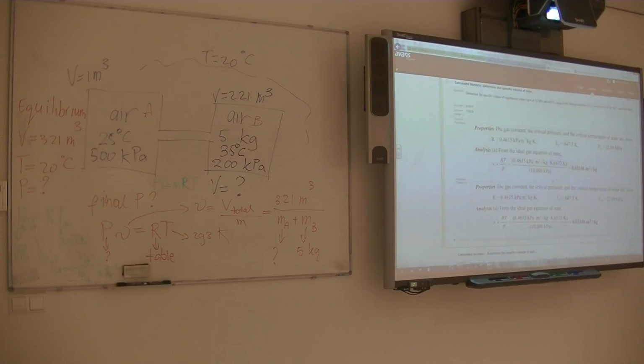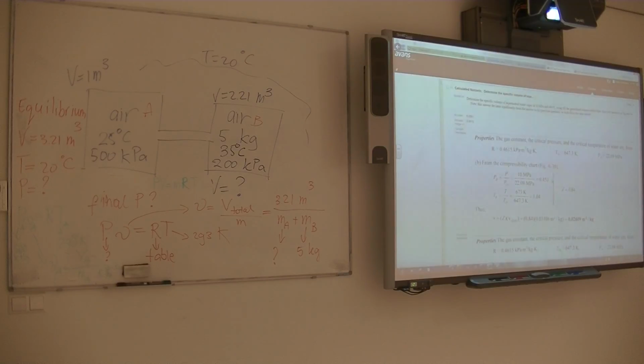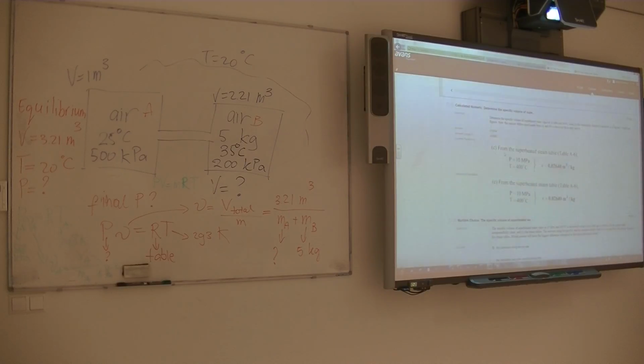This is using the gas equation again. This is using the generalized compressibility chart. Specific volume using the steam tables. And this is the specific volume. You have to know which one has the biggest difference compared to the one in the steam tables. That's the calculation using the gas law.